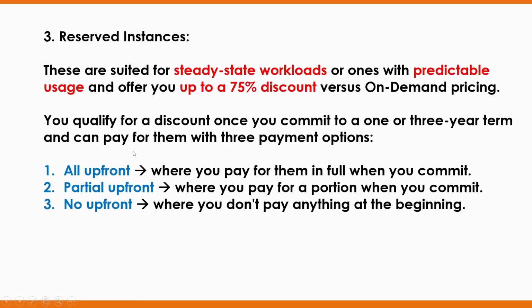You qualify for a discount once you commit to a 1 or 3-year term and can pay for them with 3 payment options. So here are the 3 payment options. The first one is all upfront, where you pay for them in full when you commit. Second one is partial upfront, where you pay for a portion when you commit. And the third one is no upfront, where you don't pay anything at the beginning. So these are the 3 payment options for reserved instances.